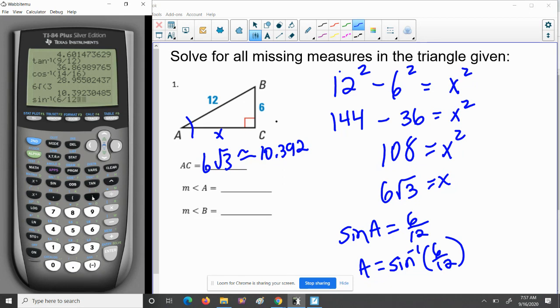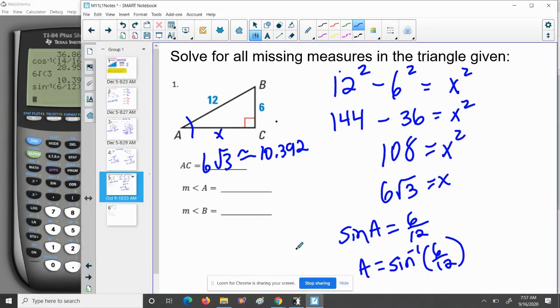Okay, inverse sine of 6 over 12 gives us 30 degrees for angle A. So maybe you caught on that this was a 30, 60, 90 degree triangle. Notice our sides were 12, 6, and 6 square root 3. We already know that the other angle B is going to be 60, but I still want to go through and talk about how we can use trig to find angles.